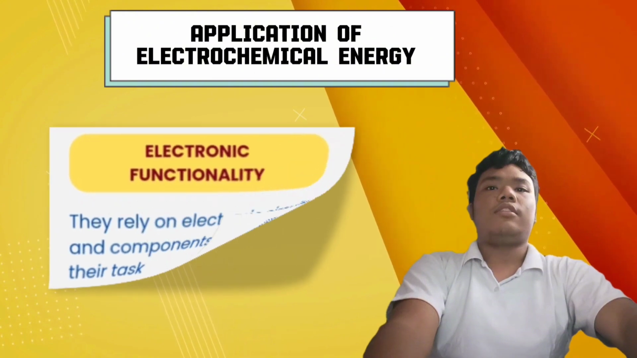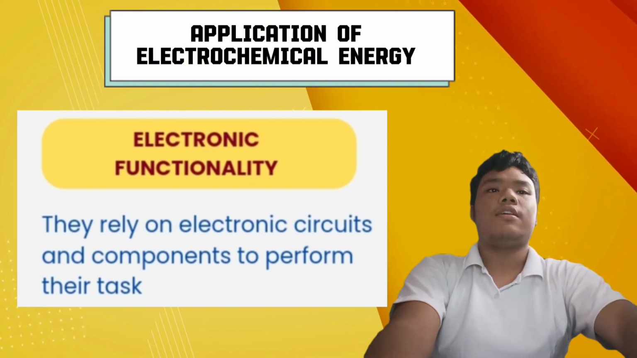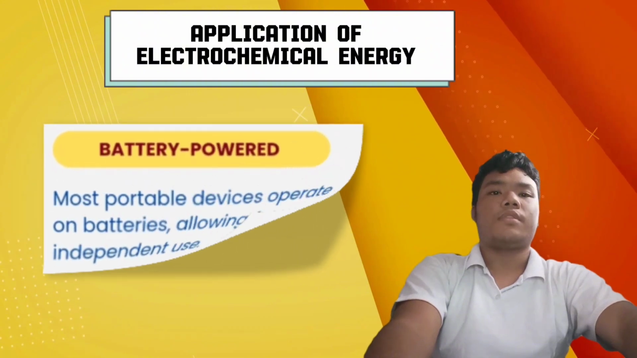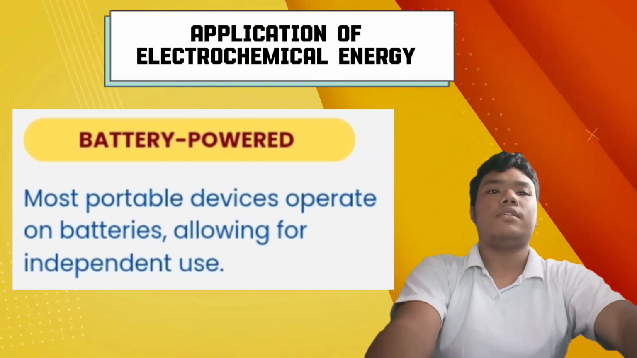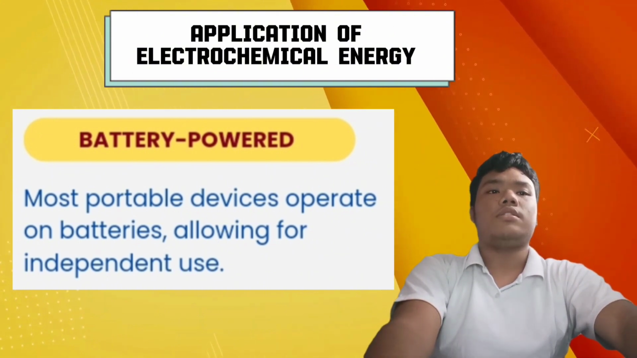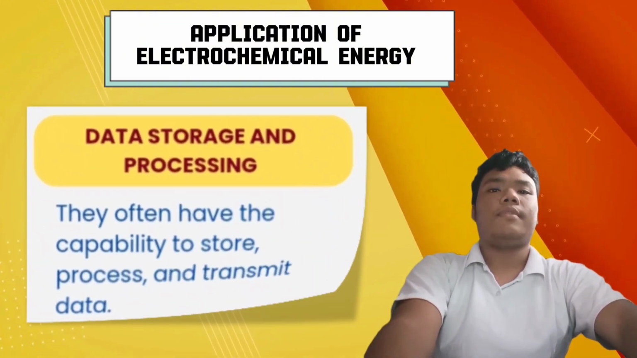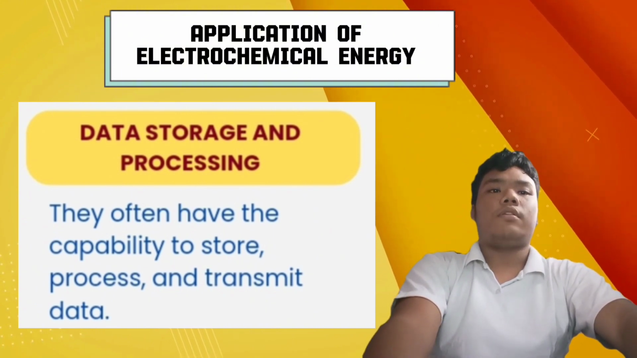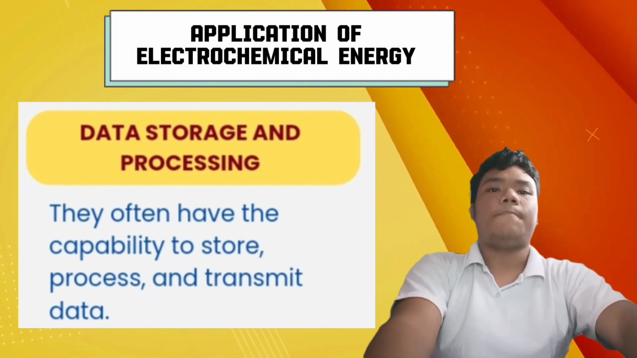Second, electronic functionality. They rely on electric circuits and components to perform their tasks. Third, battery powered. Most portable devices operate on batteries, allowing for independent use. And lastly, data storage and processing. They often have the capability to store, process, and transmit data.